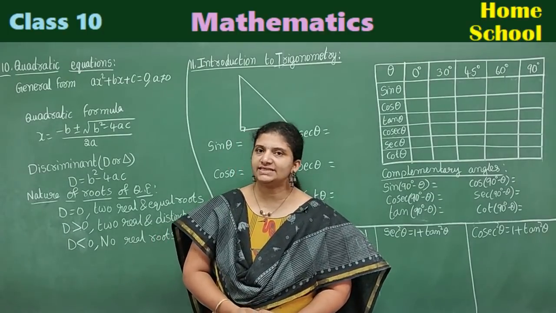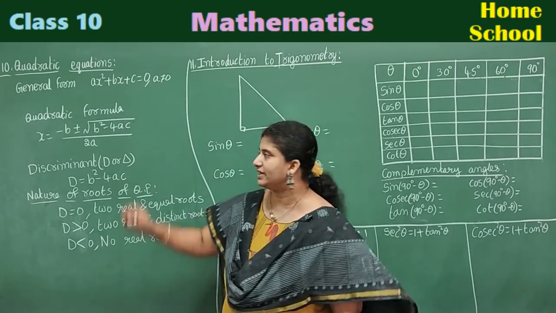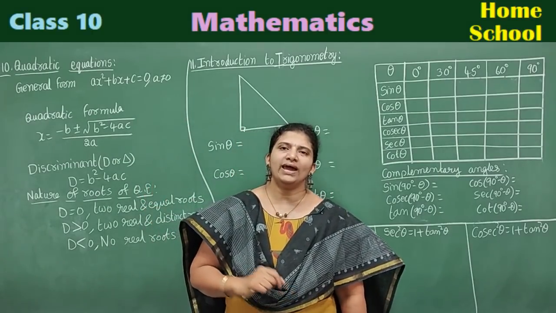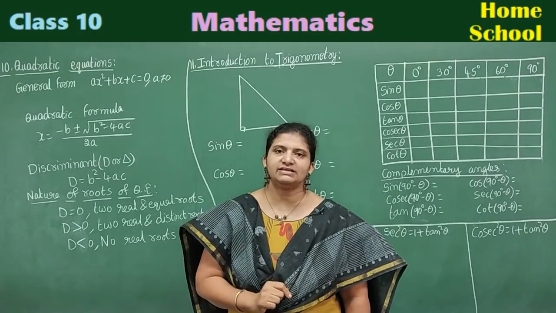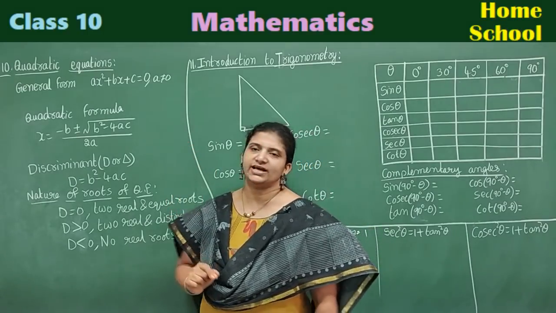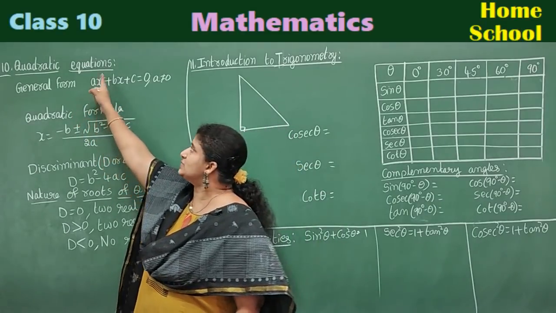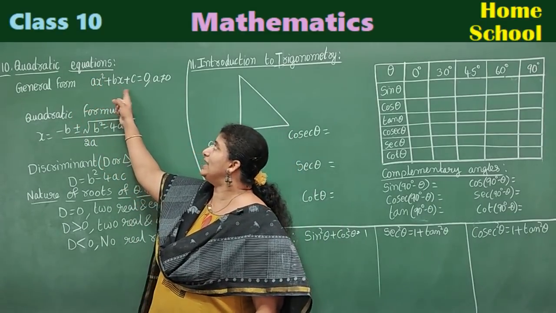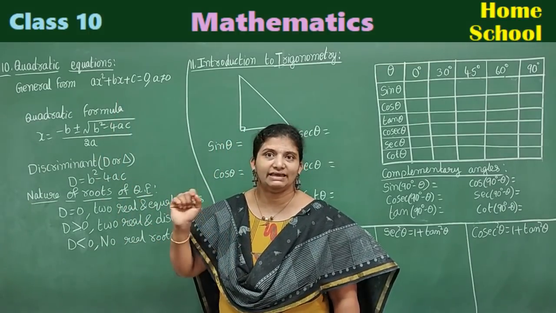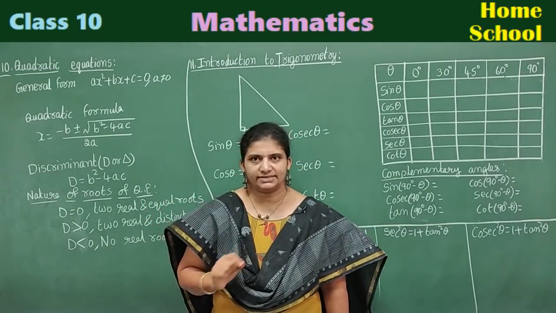The general or standard form of a quadratic equation is ax square plus bx plus c equal to 0, and a cannot be equal to 0. Why? A quadratic equation means its highest power should be 2. Suppose a becomes 0, then this term becomes 0, and bx plus c equal to 0 will be left, which is a linear equation. So for a quadratic equation, a cannot be equal to 0.